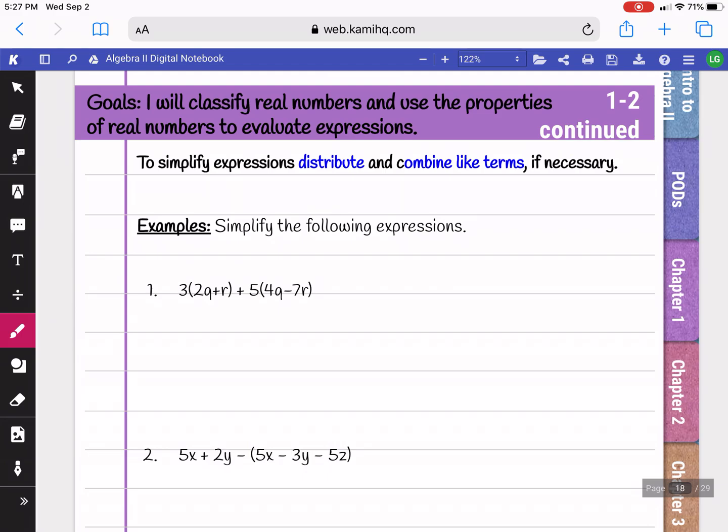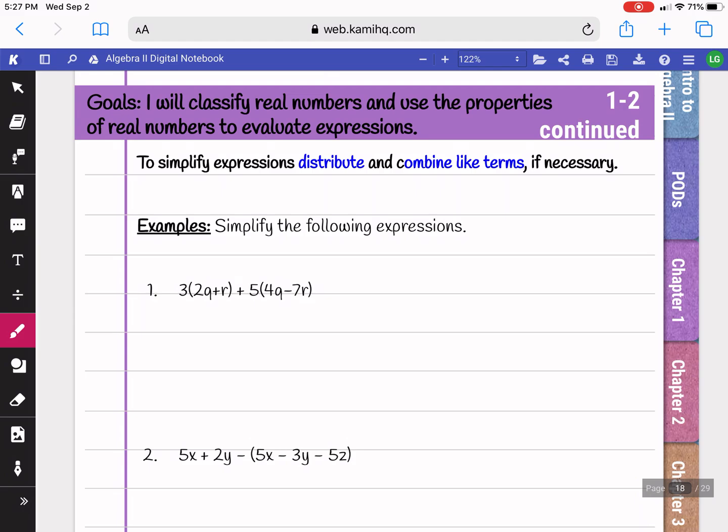Here we're going to continue with our goals. Now we're going to be simplifying expressions. When you simplify expressions, you're just making them smaller by distributing or combining like terms where necessary. So here we look at our first example.